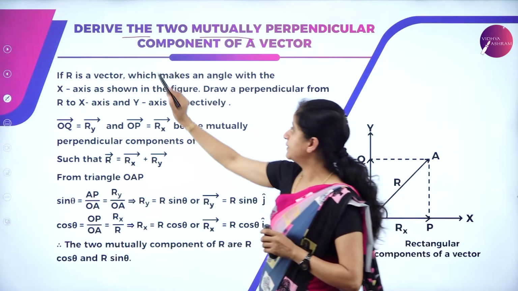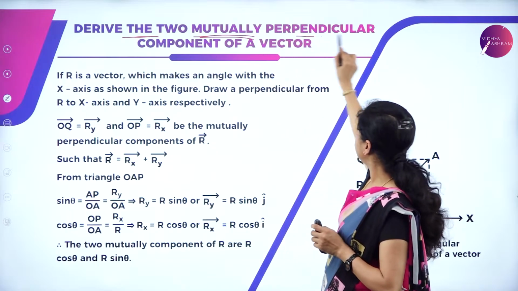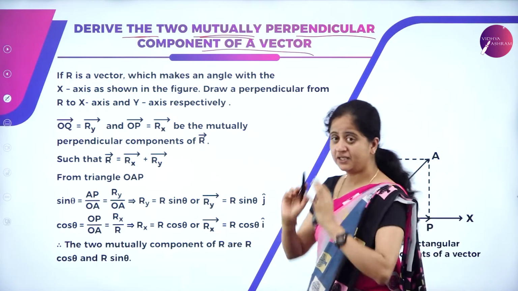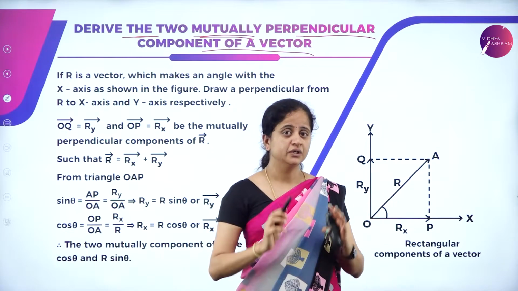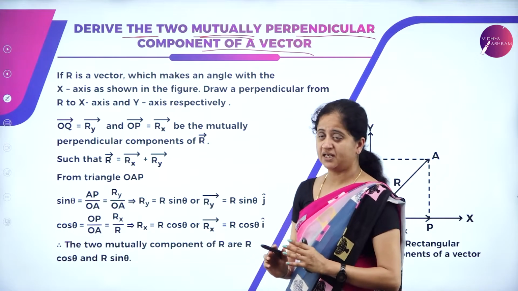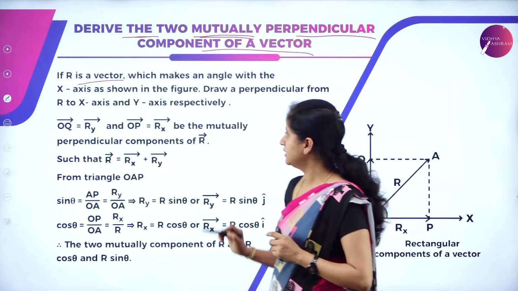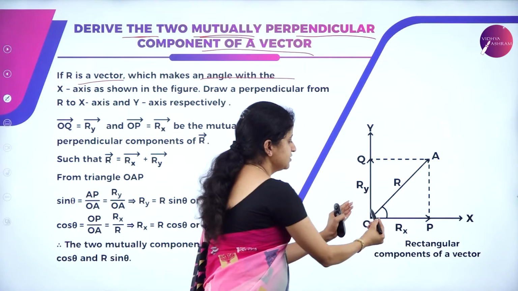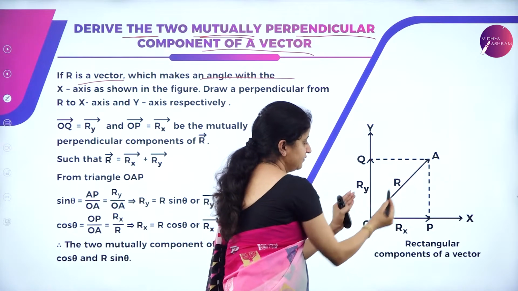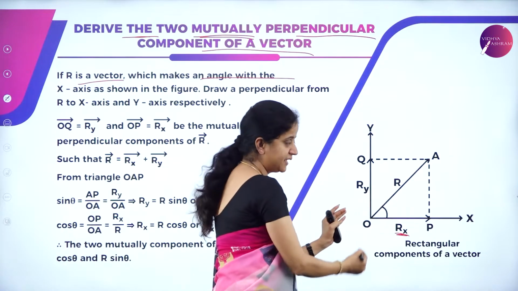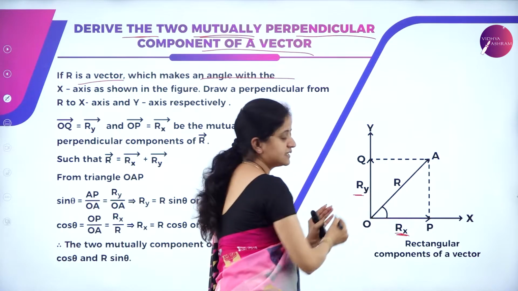So our next concept is to derive the two mutually perpendicular components of a vector. To derive this, first we have to split a given vector into two components. If R is a vector which makes an angle with the x-axis, you can see here, R is a vector which is resolved into two components. Along x-axis I'll call it Rx, along y-axis I'll call it Ry.